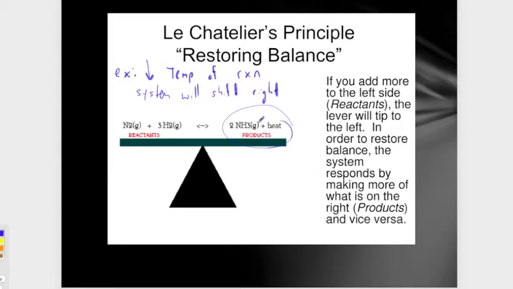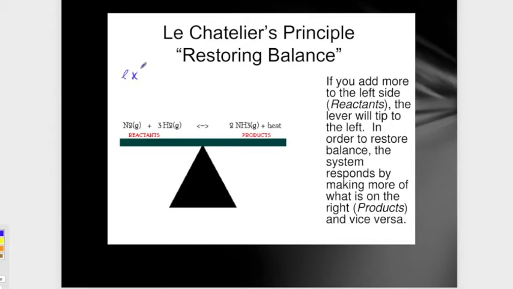It's just exactly like we took away some product. By taking away some product, we tip it this way. How can we get it to tip back the other way? We need to remove reactants and make more products again. So we need to shift the reaction to the right.